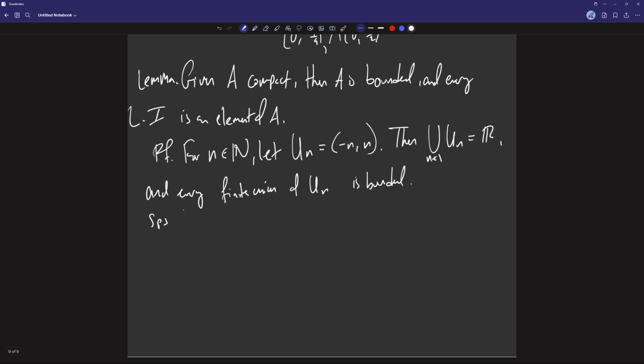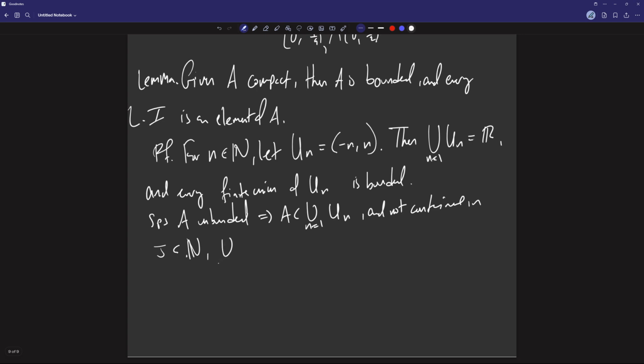Suppose A is unbounded. Then A is a subset of this infinite union, and not contained in a finite one. So if we have J, a subset of I, or I guess we don't even need it to be a subset of I, we could just take a subset of the natural numbers, and A is not contained in the finite union of Un over J.